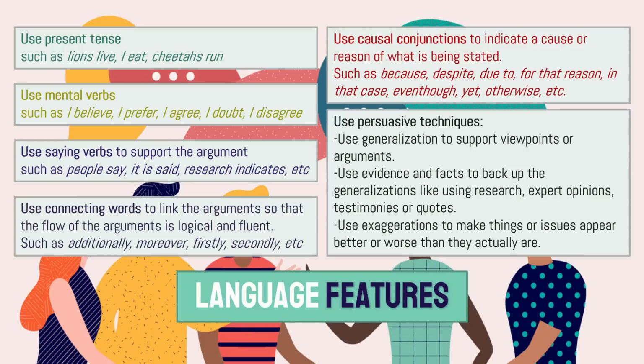And the last one is use persuasive techniques. The first one is use generalization to support viewpoints or arguments, use evidence and facts to back up the generalization, like using research, expressed opinions, testimonies, or quotes. And the last one is to use exaggeration to make things or issues appear better or worse than they actually are.